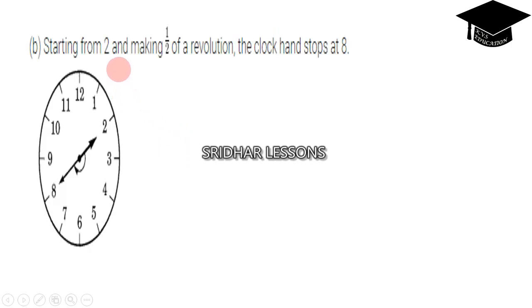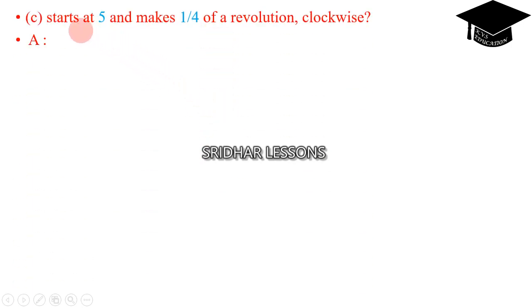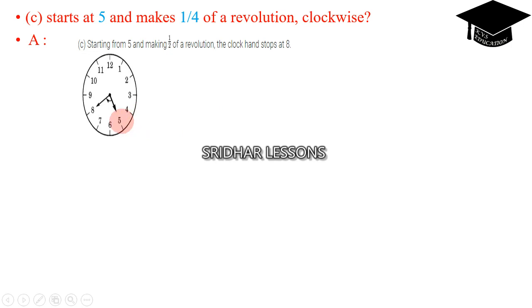Next, starting from 2 and making half of a revolution, the clock hand stops at 8. From here to half revolution, it stops at 8. C. Starts at 5 and makes 1/4 of a revolution clockwise. Starts at 5 and makes 1/4. 1, 2, 3, 4. So it stops at 8. Okay?